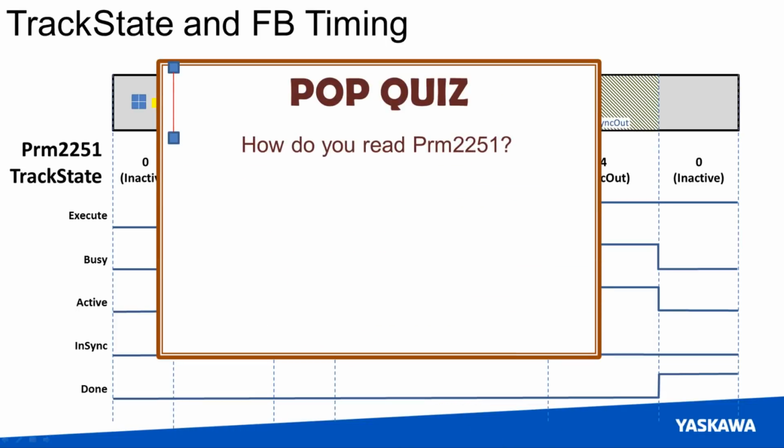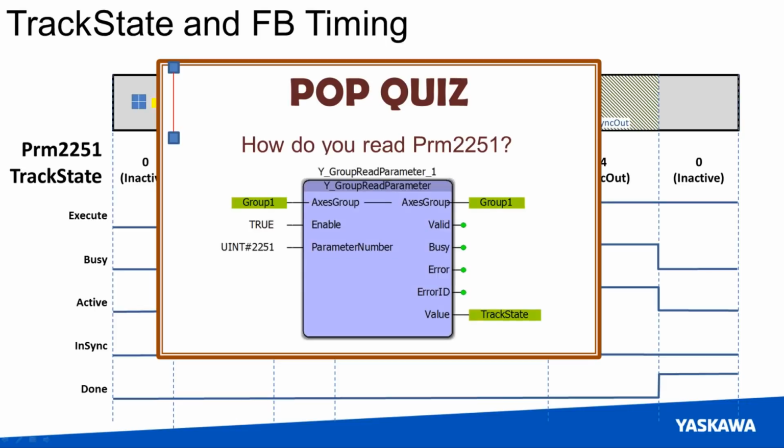Oh, and we have a pop quiz. And that pop quiz is, how do you read this parameter 2251? Doesn't really have anything to do with conveyor tracking, but we're trying to keep you on your toes. Well, 2251 is a group parameter, so you read it by using Y group read parameter. You put your parameter number in as 2251, and the resulting track state will be given on the value.